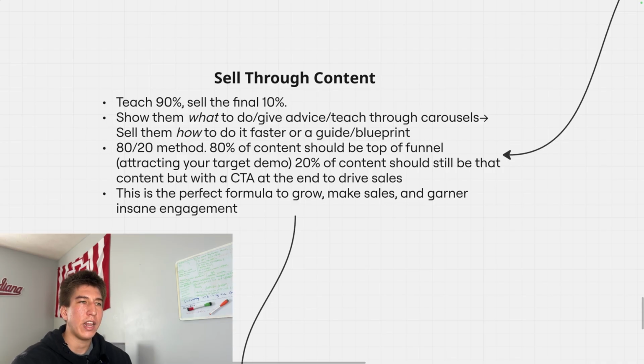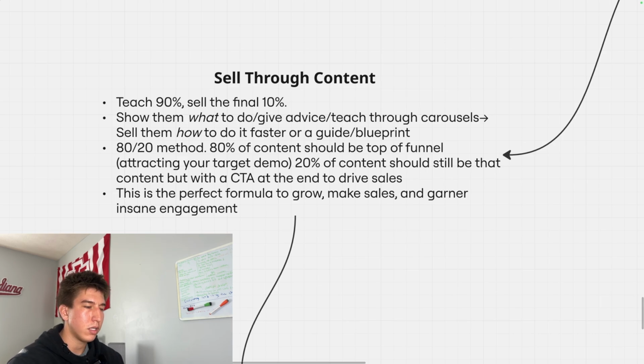80-20 method: 80% of content should be top of funnel, attracting your target demo, and then 20% of content should still be that content, but with a CTA at the end to drive sales. So 80-20, 90-10, you want to never go over 20%, or you're just not going to have enough people come through your page. And at the end of the day, you are a brand. You don't want people to come to your page and it's just all sales content. It's just all call to actions. It's never going to work.